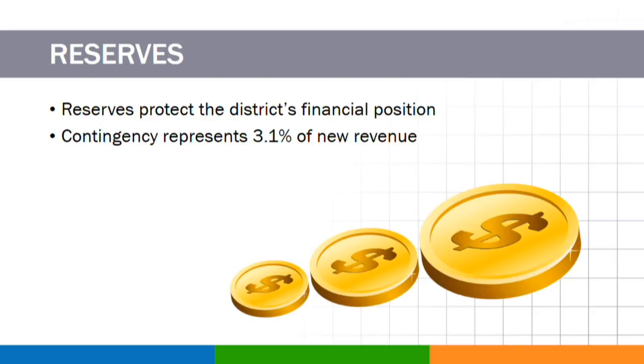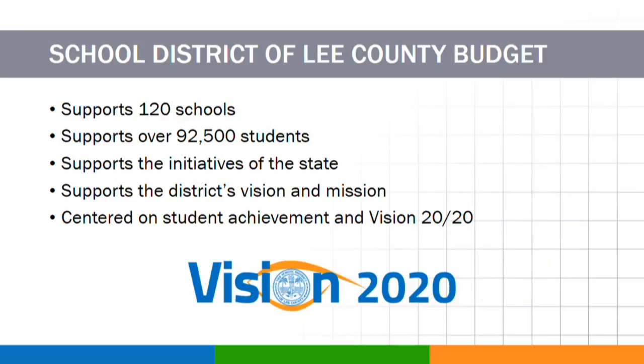Our reserves, our contingency, represents currently 3.1% of new revenue in this tentative budget, and the reserves are there for contingency purposes, just as it says. Hurricane Irma is a perfect example. And even with contingency and the fund balance that we had, it hit us very, very hard. So our policy and statute is at least 3% of revenue, and we're at 3.1% with the tentative budget you have in front of you.